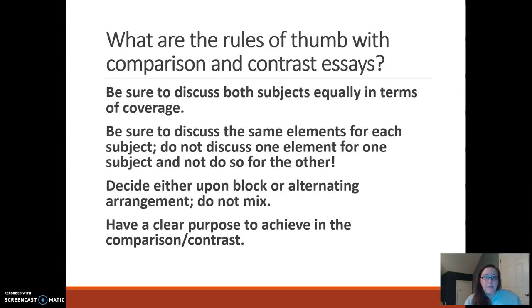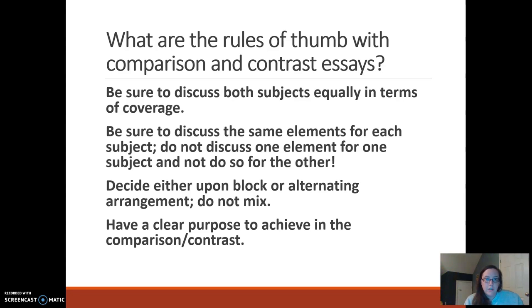You also want to make sure that you pick the right sort of essay organization. This slide says do not mix. There might be times where a mixture is effective. You get to decide that, but I would say if you're new to compare and contrast, not mixing is the best bet here. And then of course, make sure you understand your goal of writing your compare contrast essay.